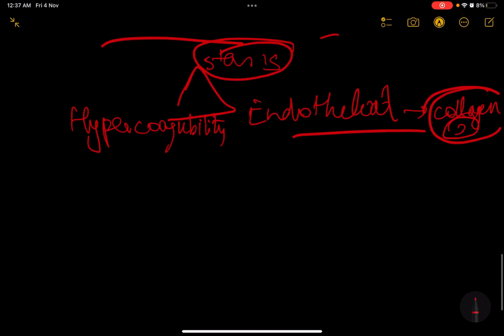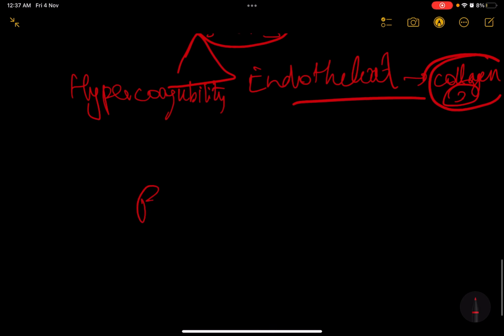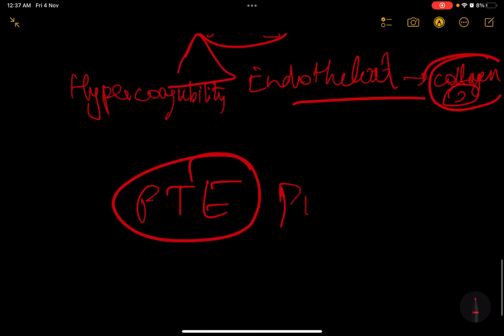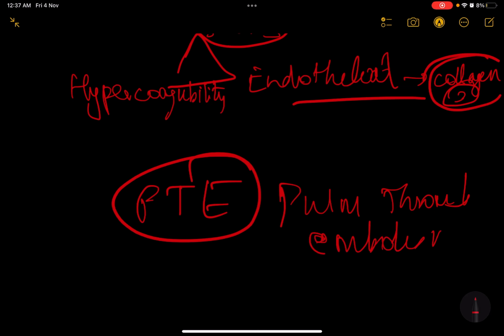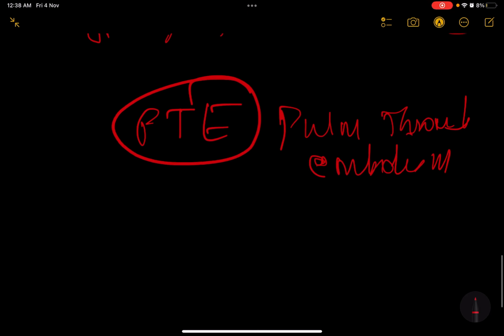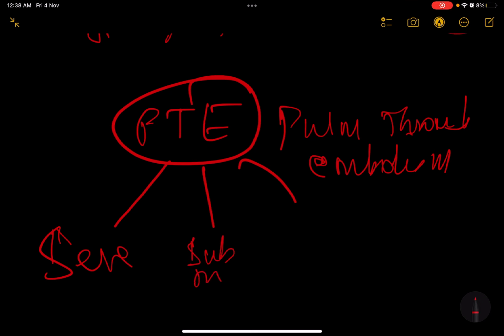But now we are getting into the PTE of it. That PTE as in pulmonary thromboembolism that we already started with the chapter. In pulmonary thromboembolism, because this is such an important disease, there are three divisions that we've made: severe, submassive, and non-massive or non-severe.